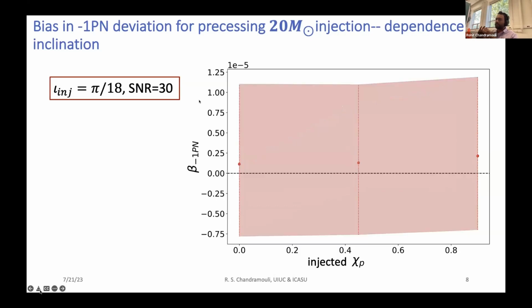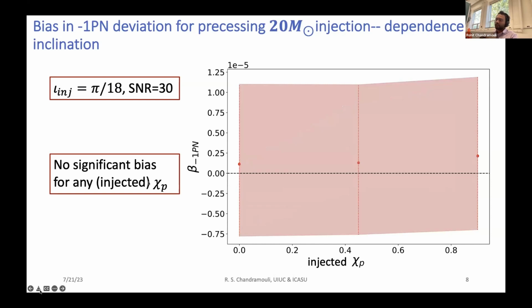And if the signal is instead face-on, we see that even if the signal has a lot of precession, if you go all the way up to chi-p of 0.9, there is no significant bias. So your test of GR is not contaminated, even though the source was precessing and you used a non-precessing waveform. So that's another important takeaway.